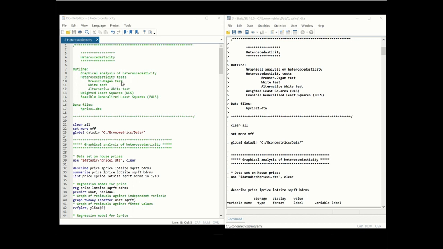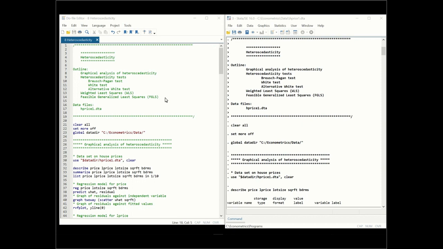Then I will talk about 3 heteroscedasticity tests, including the Breusch-Pagan test, the White test, and the alternative White test. I will then talk about corrections to heteroscedasticity, including robust standard errors, weighted least squares, and feasible generalized least squares.